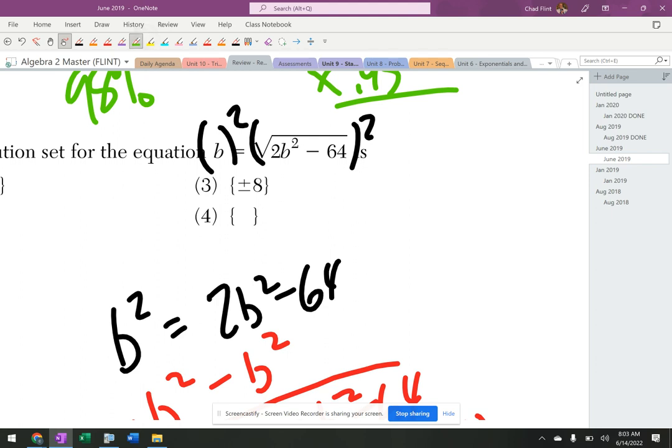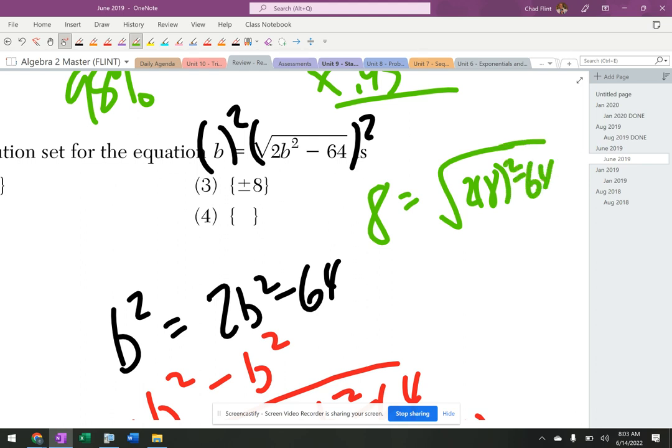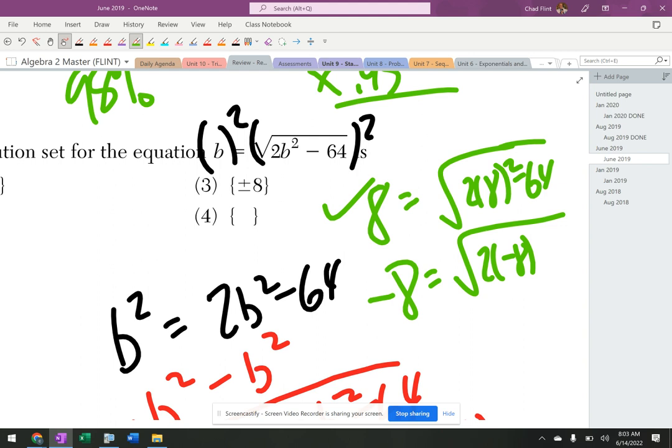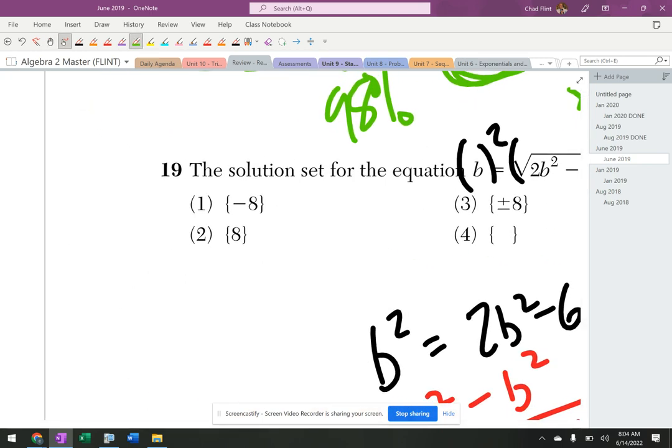So this would be 8 equals square root of 2 times 8 squared minus 64. I guarantee that's going to work. All right. So that one's going to work if you put it in the calculator. Negative 8 equals square root 2 times negative 8 squared minus 64. That is not going to work because it's going to give you a negative number underneath here. So we have to rule out negative 8, which means the only actual answer to that is positive 8.